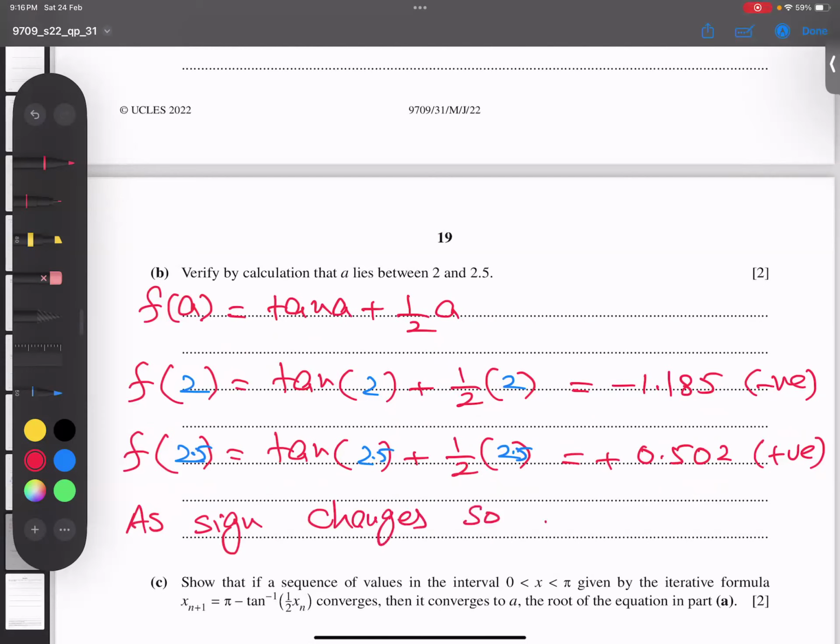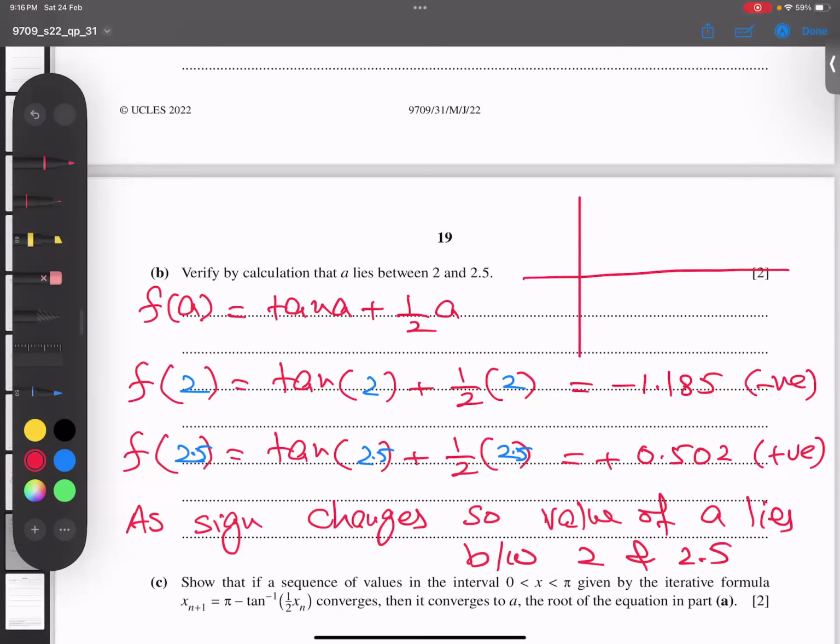So the value of a lies between 2 and 2.5. Actually, logically, if you see here, this is the concept behind it. I always give this kind of idea so you can understand. This is a curve, suppose, and this is 2 here, and here 2.5.